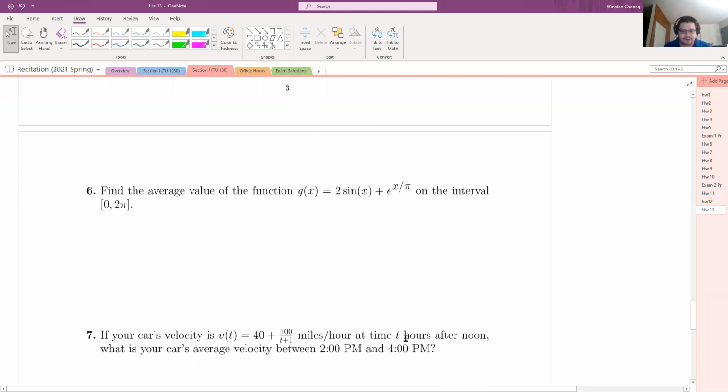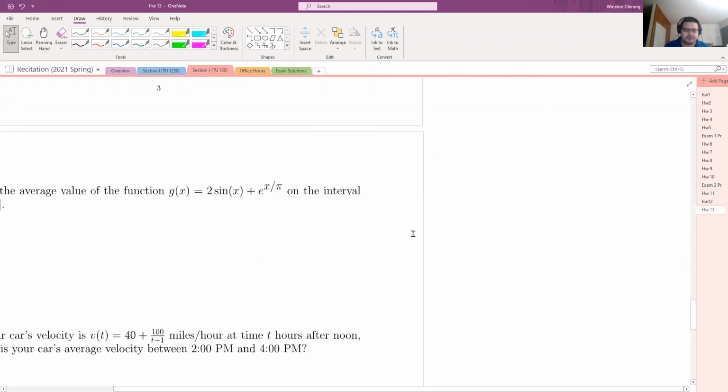Next we're talking about the average value of a function. What I want to do is explain this concept by relating it to average value that you are already familiar with.